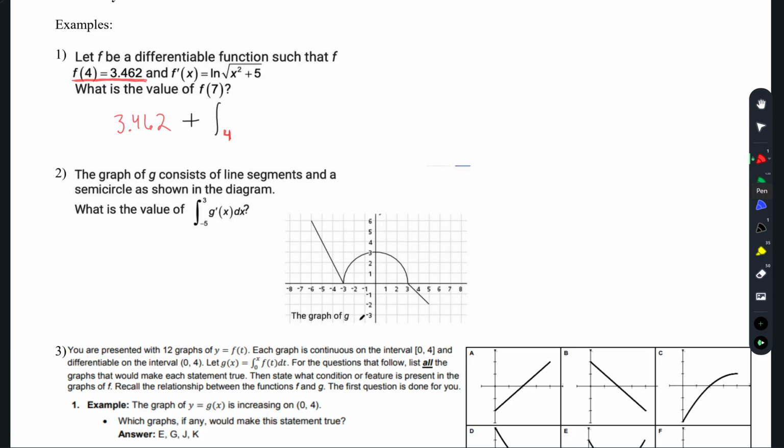And then now we want to integrate to 7 of natural log of x squared plus 5 dx. Okay, so that one you would just type in your calculator.